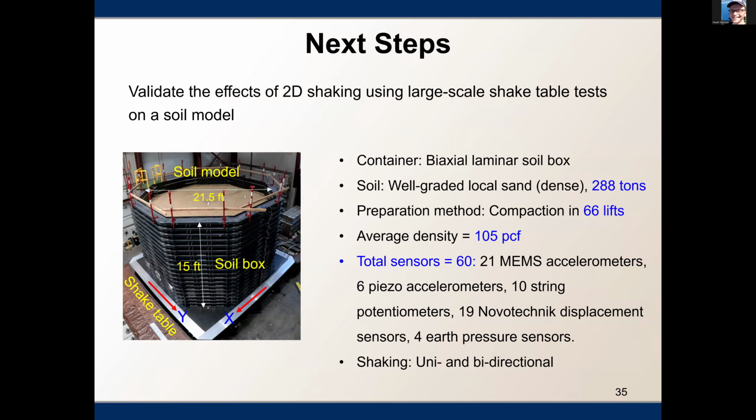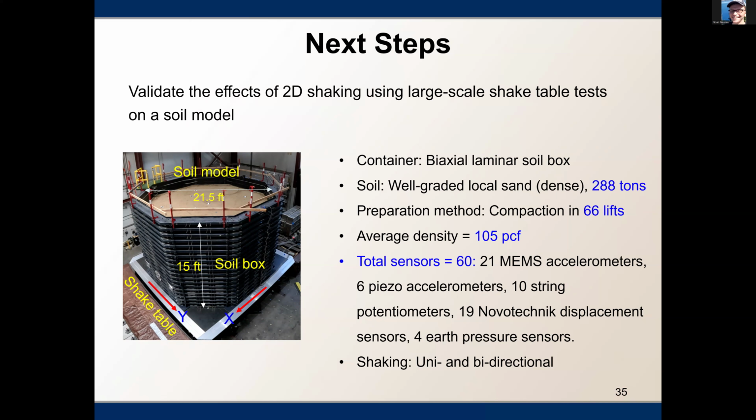So my next step is doing the shake table test, which I already did. So part of it I already did. I will do one next month. So the objective is to validate the effects of 2D shaking using a large scale shake table test.